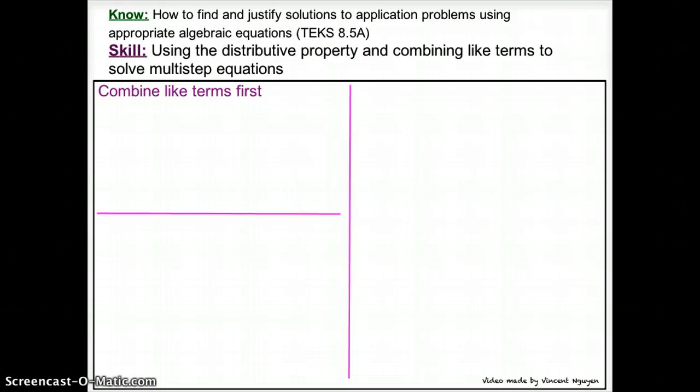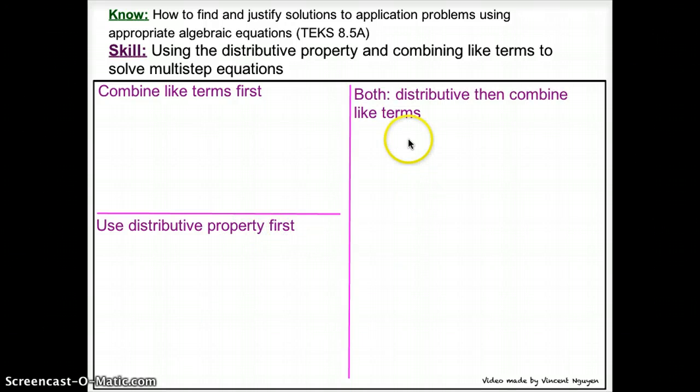So sometimes we have to combine like terms first. Other times we have to use the distributive property first. And then most of the time we would have both, using the distributive property and then we combine like terms and then we'll be able to solve the equations. So in this video I will do 3 examples for you where you have all of these scenarios.